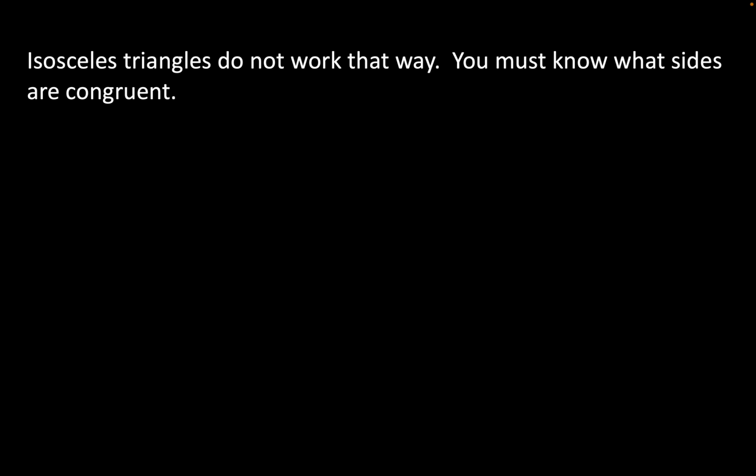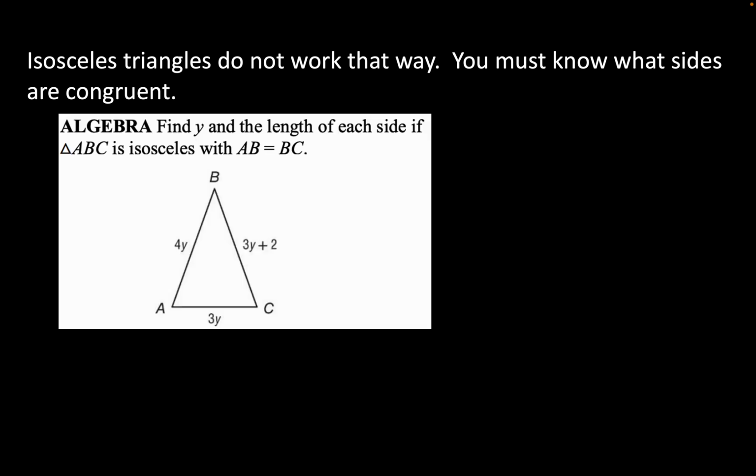Isosceles triangles don't work that way, but you just have to know which sides are congruent, but they usually tell you. Find y and the length of each side if ABC is isosceles with AB equal to BC. Here is your statement here. You know that AB is equal to BC.